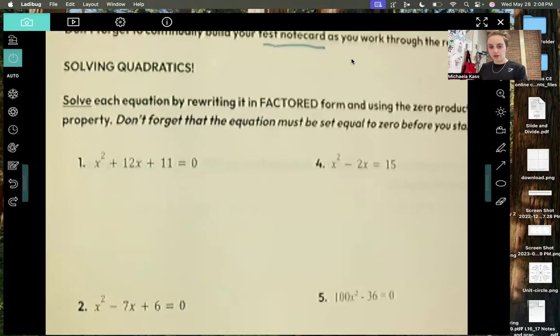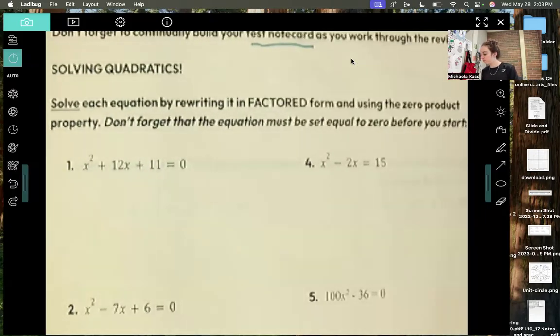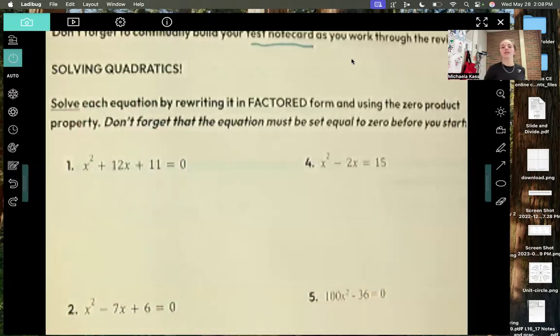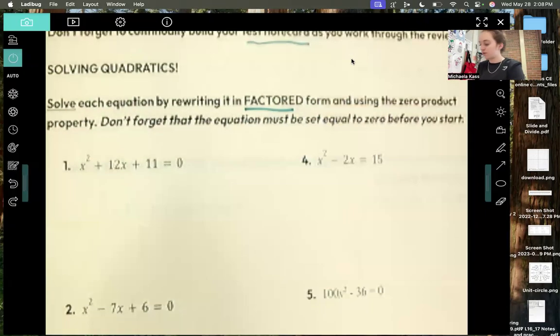So question number 1, 1 through 6. It says to solve each equation by rewriting it in factored form. So we have to factor using the zero product property. Some of you in my class learn a different method than Miss Wolford or Miss B's class, or Miss Wyatt, so there are different variations. I'm going to explain it as though you are one of my students. This is how I teach it. So let's go ahead and dive in.